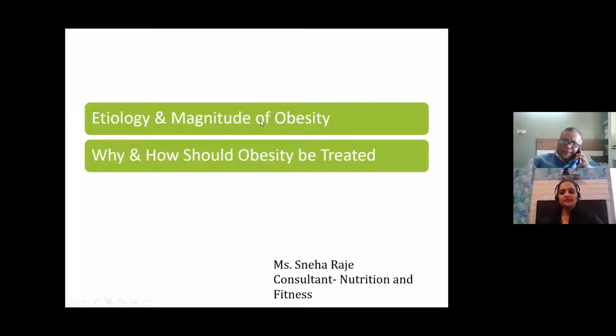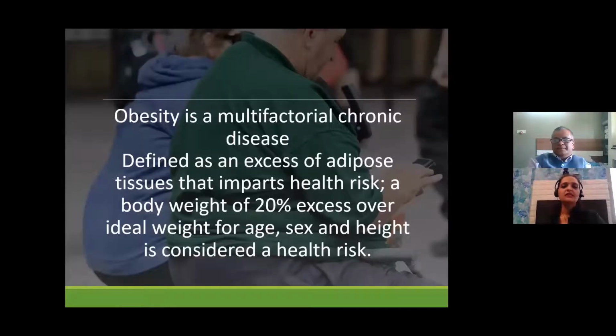The topic that I would be speaking about is etiology and management of obesity. Why and how should obesity be treated? Obesity is a multifactorial chronic disease. It is defined as an excess of adipose tissue that imparts health risk. A body weight of 20% excess over ideal weight for age, sex, and height is considered as health risk.